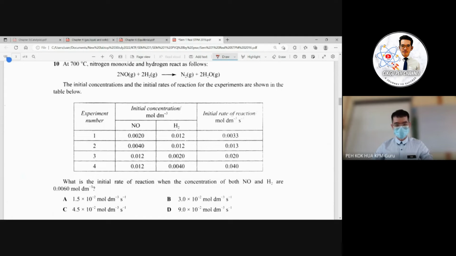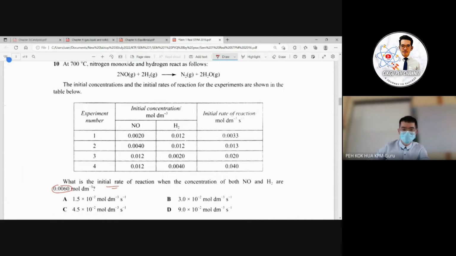Initial concentration will be here, initial rate will be here, for the experiment as shown in the table below. So the first experiment will be this value, then second, third, and fourth. So what is the initial rate? The question asks, what is the initial rate when the concentration for NO and H2 change to 0.0060? So we need to find out the rate equation for this reaction.